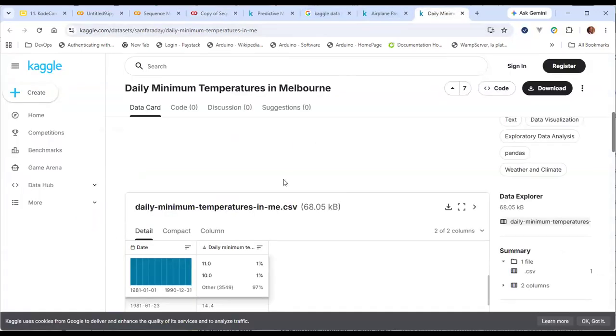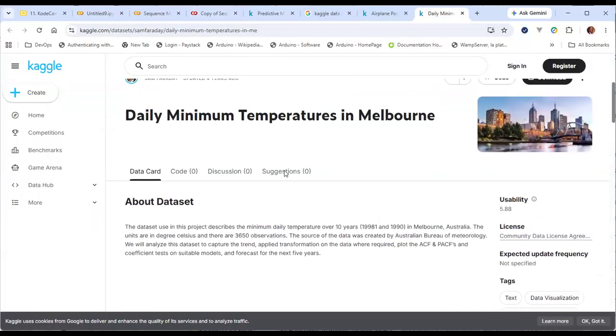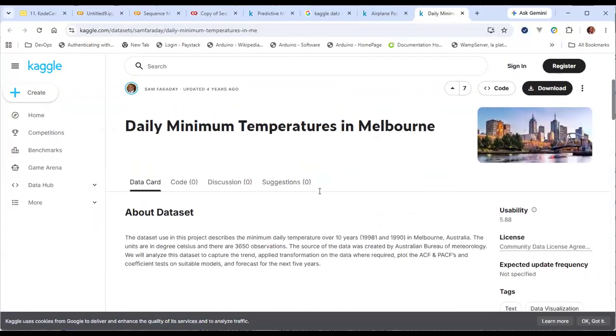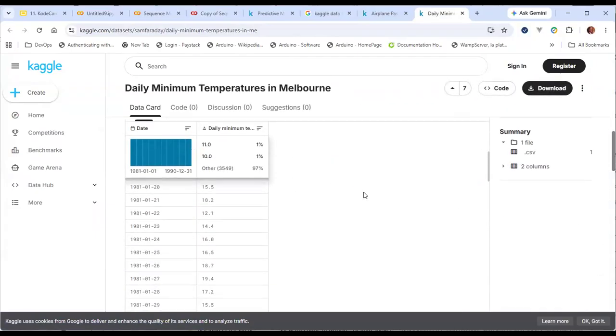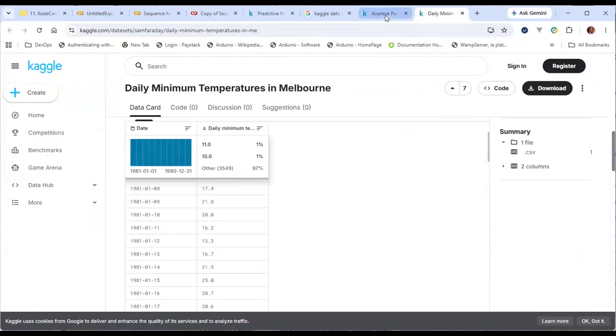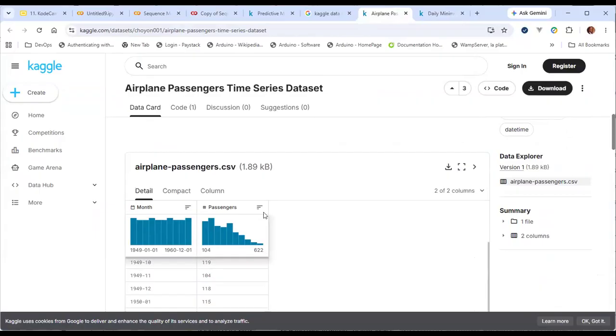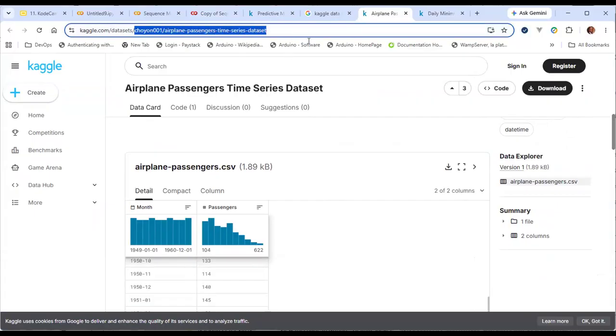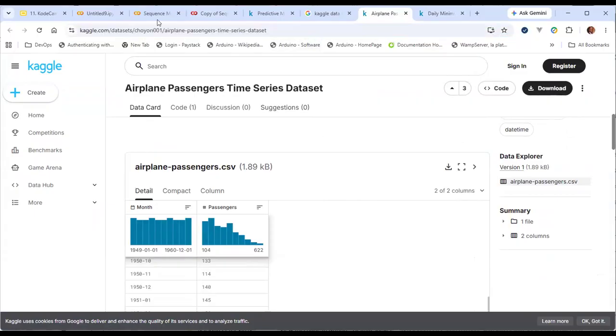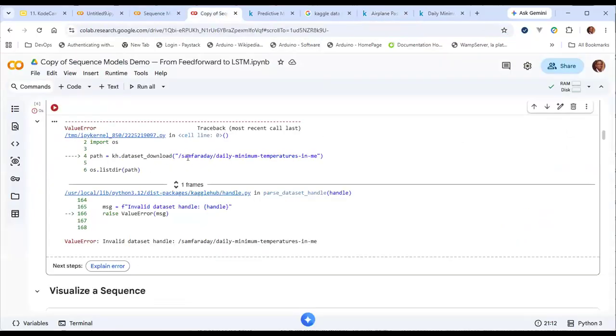Okay, so for some reason the handle is different. Let's try this one. This one is the airplane time series, which is the number of passengers in an airplane. So let's try this one.